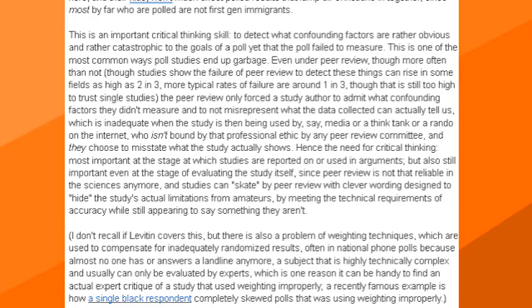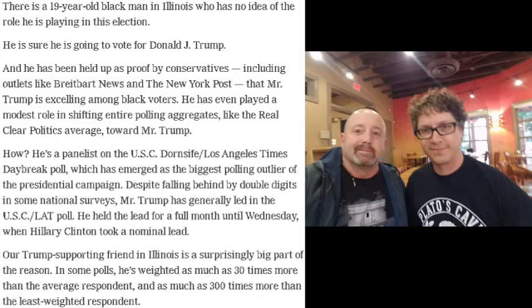There is also a problem of weighting techniques, which are used to compensate for inadequately randomized results, often in national phone polls because almost no one has or answers a landline anymore, a subject that is highly technically complex and usually can only be evaluated by experts, which is one reason it can be handy to find an actual expert critique of a study that used weighting improperly. A recently famous example is how a single black respondent completely skewed polls that were weighting improperly.